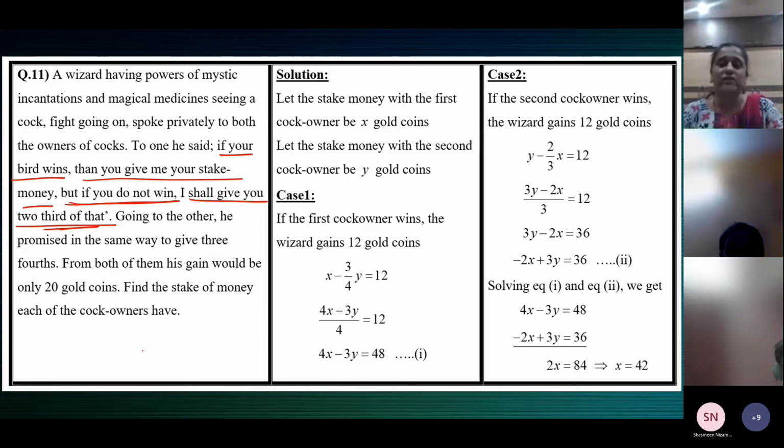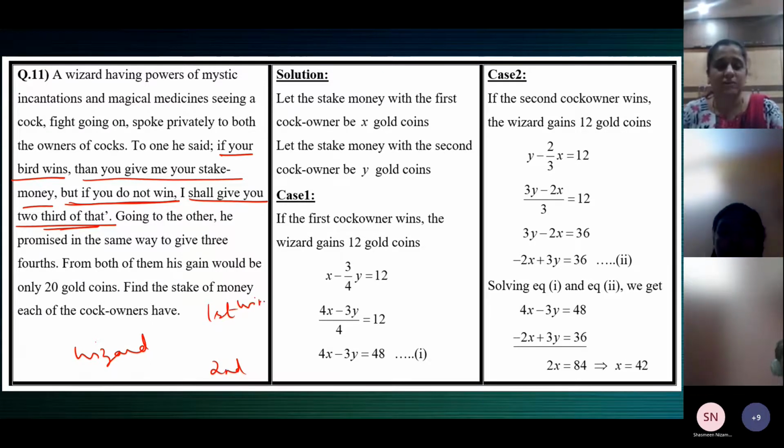Now, what happens if you win and you give your stake money to the wizard? You'll wonder, then what will I have? The cock owner who loses will give you money, right? You have your money and the cock owner who loses will give you money. It's like this. Wizard, the first cock owner, the second cock owner.